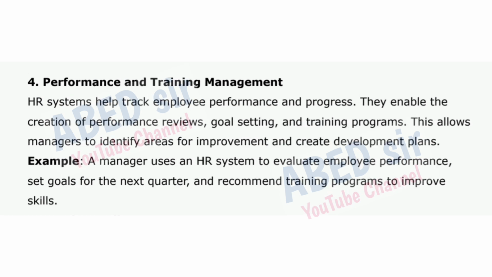4. Performance and training management. HR systems help track employee performance and progress. They enable the creation of performance reviews, goal setting, and training programs. This allows managers to identify areas for improvement and create development plans. Example: a manager uses an HR system to evaluate employee performance, set goals for the next quarter, and recommend training programs to improve skills. 5.